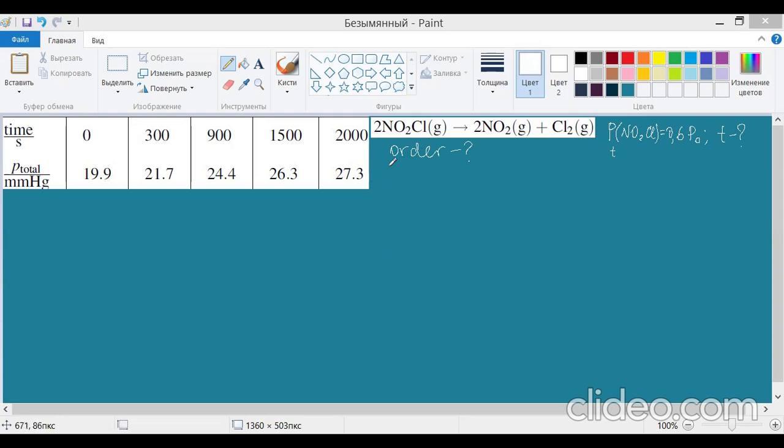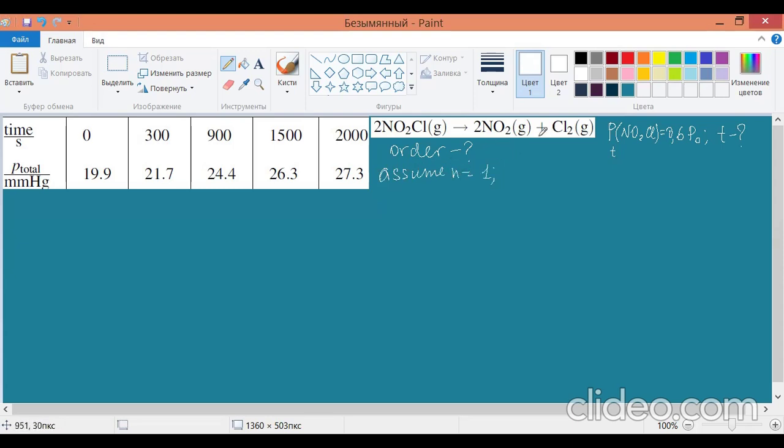I'm going to use the integral method, which starts from an assumption. My first attempt at the assumption is assuming that the order of this reaction is equal to 1. So, assume the first order of the reaction.